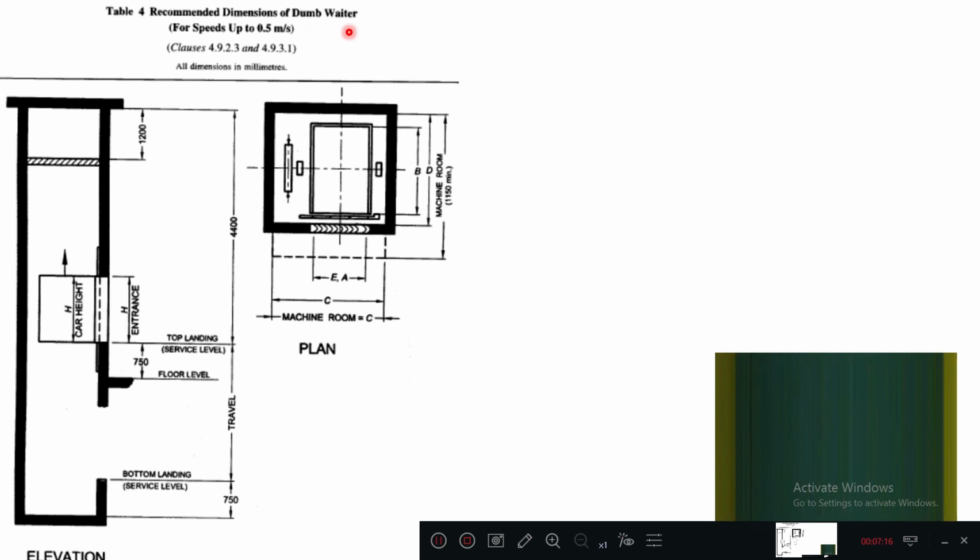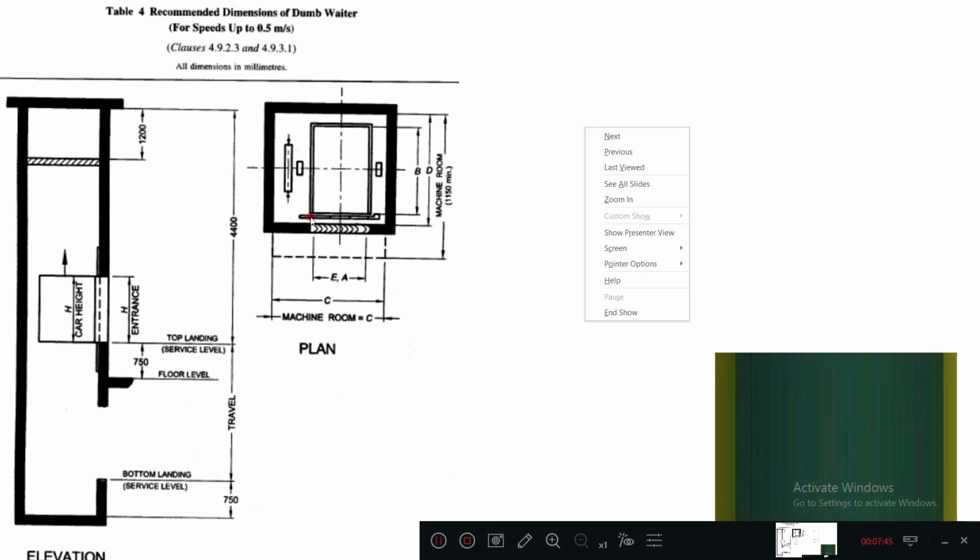This is for the dumb waiter. A dumb waiter is provided in hotels or big restaurants. That dumb waiter in the kitchen we have seen in the types. You can see, it is very short. There is no entry or exit, only a small opening door. The machine room is kept very small. No persons are moving, only food items are transported here.